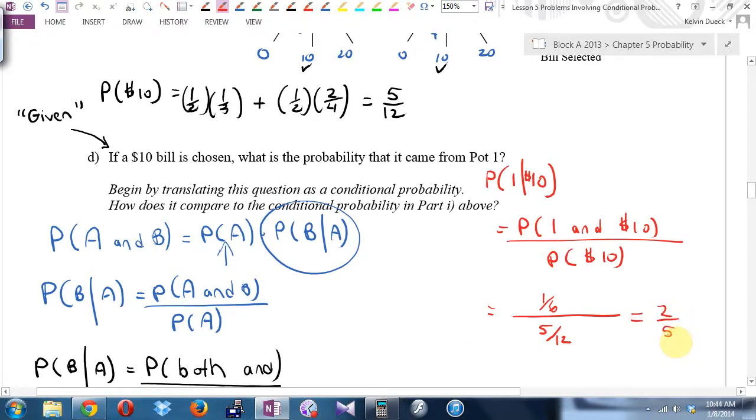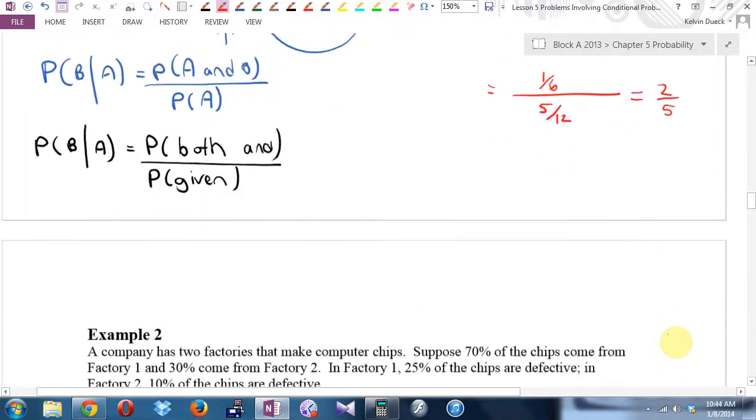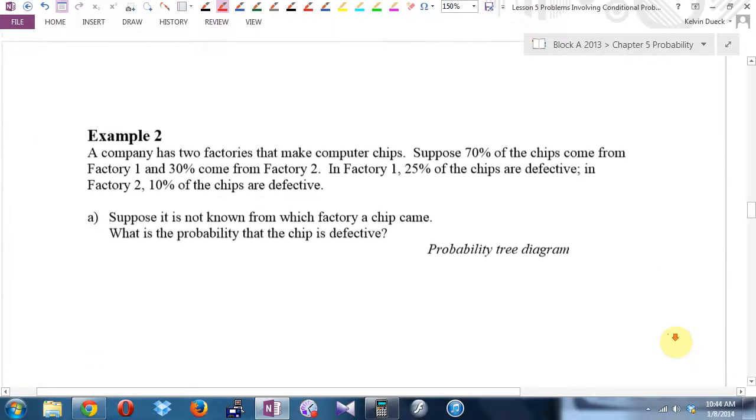How do I do conditional probability? There's a trigger word, Rosanna. It's the word given. And if they give me a given question, it's going to be the probability of both divided by the probability of the thing that they gave me, the thing that they told me, the thing that I know, not the thing that I'm trying to find out. Next page.